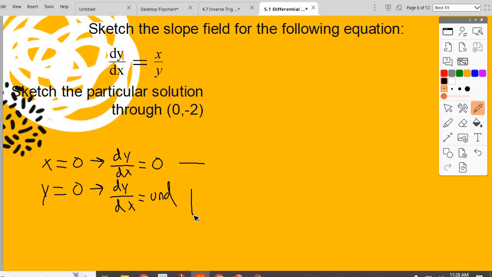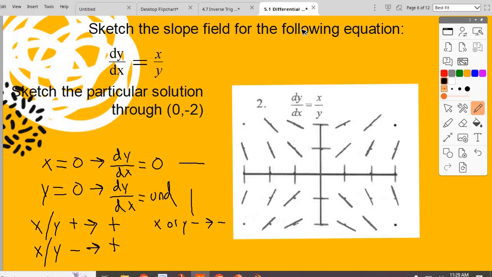Again, notice that if both x and y are positive, the slope is going to be positive. If both x and y are negative, my slope is still going to be positive. But on the flip side, if x or y is negative, but not the other, then I'm going to have a negative slope, which means that in my first and my third quadrant, we're going to have positive slopes, but in my second and fourth, we're going to have negative slopes.